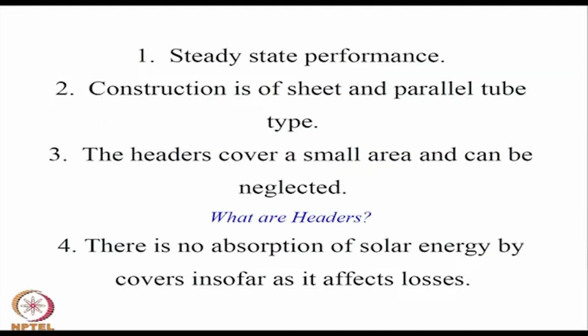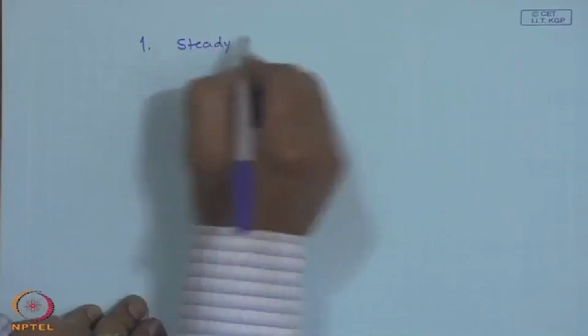Now, before we proceed with the analysis, we make a large number of assumptions. The list of assumptions one can really remember, but the implication is very important, particularly in solar collectors. Often in heat transfer we make the steady state assumption, but in the case of solar collectors and in general environmental systems, steady state has an implication and is a deliberate assumption. First is steady state performance.